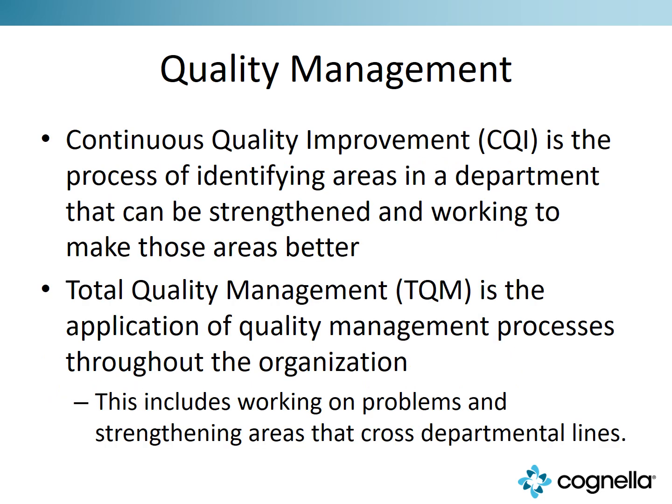A continuous quality improvement, or CQI, is really the process of identifying areas in a department that could be strengthened and working to make those areas better. So while the previous one was looking at areas where you're not working well, CQI is really looking at areas that are already doing pretty well, but maybe can even be strengthened and do better, making them even more efficient than they had previously.